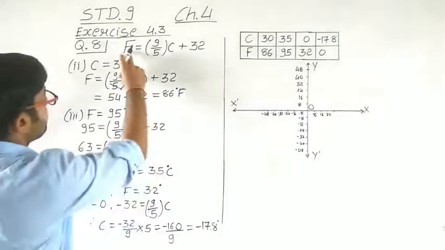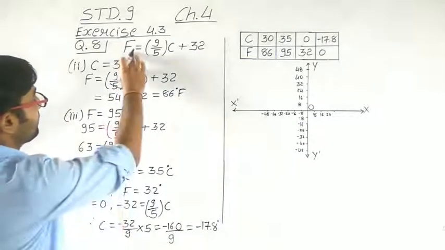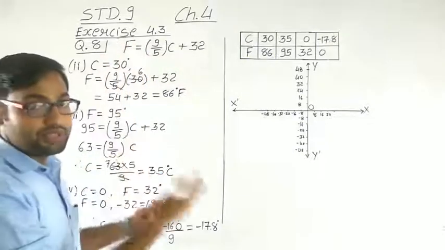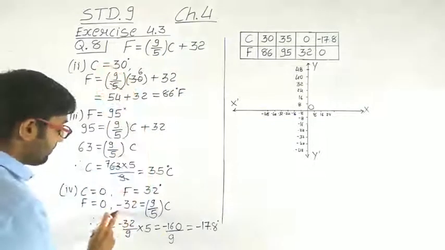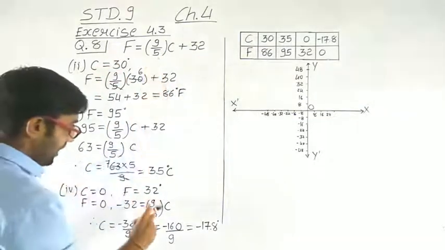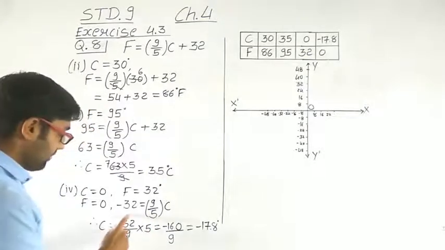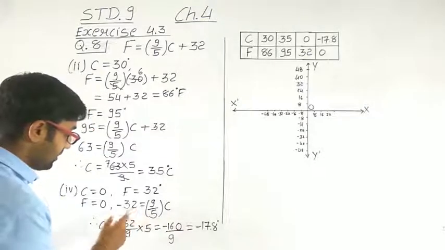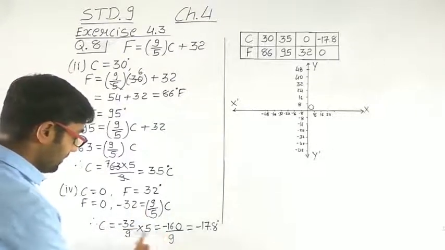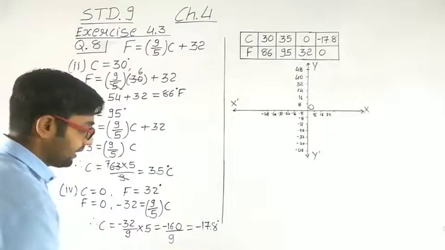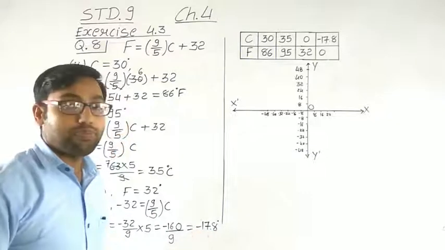Now if you put 0 here, then what will happen? If we take F is equal to 0, this left hand side portion will become 0. So to find out the value of C, take this 32 to the left hand side, it will become minus. Right hand side we have 9/5 into C. Now by making C the subject, we have to multiply this 5 to the 32. Minus 32 upon 9 into 5. So here we get 32 into 5 is 160 upon 9. And when we divide 160 by 9, we get minus 17.8 degrees.